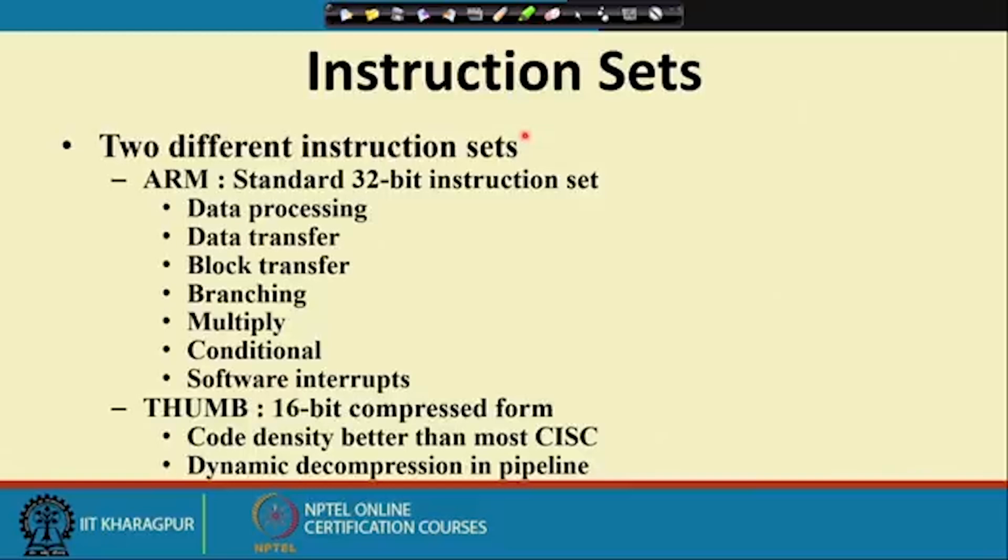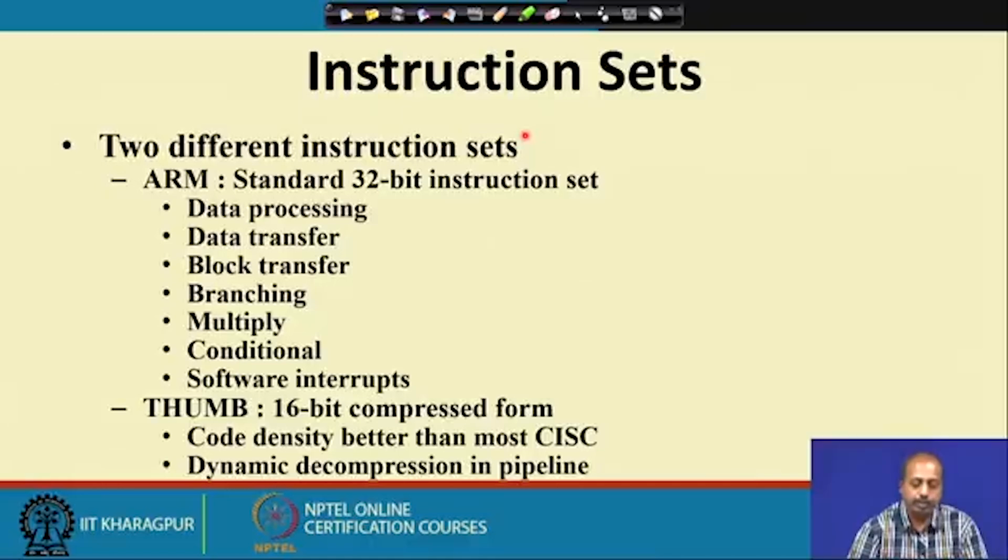Next, we look into the instruction sets. As I said, there are two different instruction sets in ARM. One is the ARM instruction set, which is standard 32-bit instructions, and we have the Thumb instruction set, which is a 16-bit compressed form of instruction.